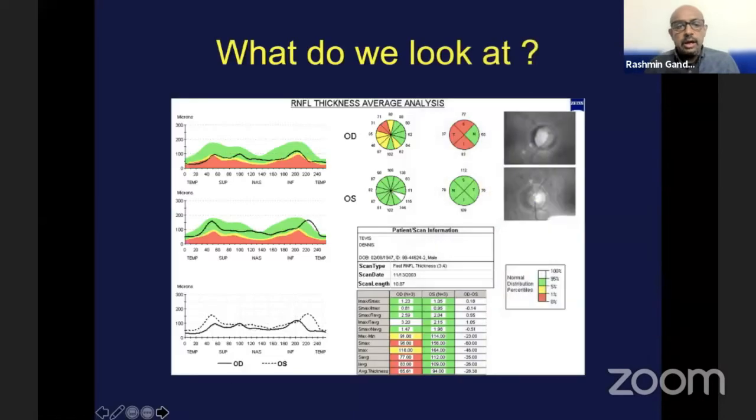So let's see how you would look at it. If an OCT printout is given to you, from the neuro-ophthalmic perspective, what exactly are we interested in? We are interested in RNFL thickness, and this is how the RNFL thickness average graph looks. We are interested in the peripapillary RNFL thickness graph. The most important is this average thickness, because that's what you will be looking at.